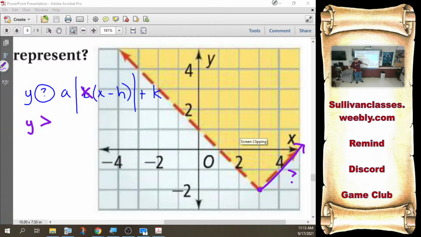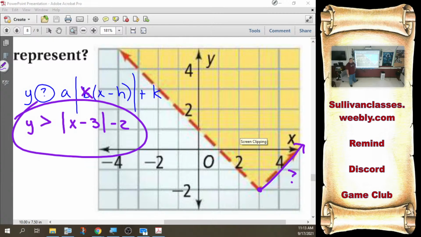Careful. It goes up 1 and over 1, even though they're naming every second box on there, it is still a slope of 1, so it is up 1 over 1. So a is 1. I don't actually have to write that. Okay. X, I went to the right 3, so minus 3 or plus 3. Okay, backwards land. And down 2. There you go.